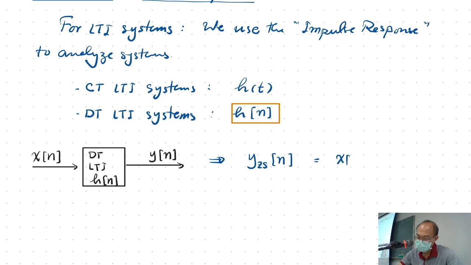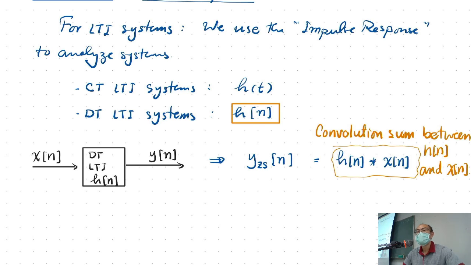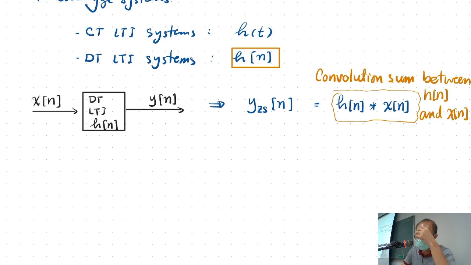So h[n] star x[n]. Whenever we write this down, we will mean that this is called the convolution sum between x[n] and h[n]. Okay, this represents the convolution sum between x and h.